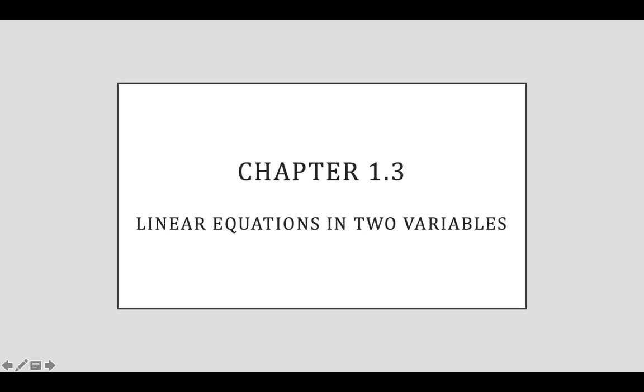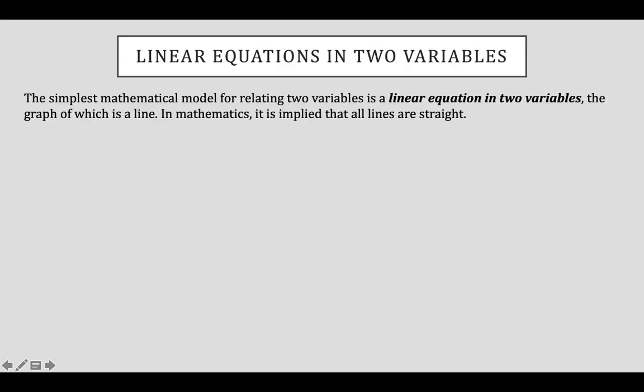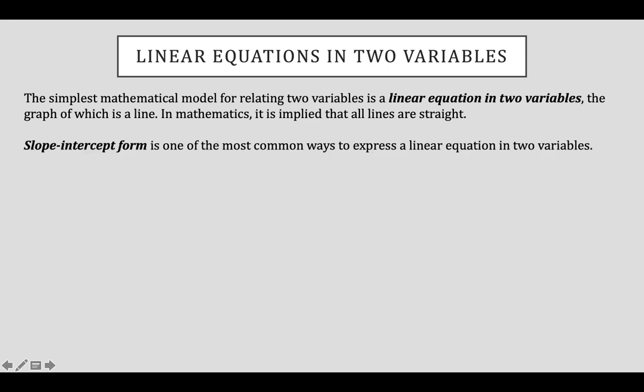All right, let's look at chapter 1.3, where we will study linear equations in two variables. And if you had to guess, yes, linear equations means that we are dealing with lines. The simplest mathematical model for relating two variables is a linear equation in two variables, the graph of which is a line. In mathematics, it is implied that all lines are straight. If it's not straight, it's a curve, not a line.